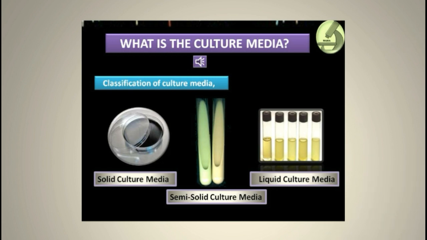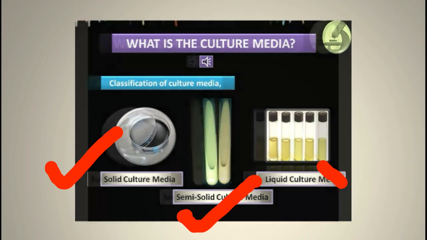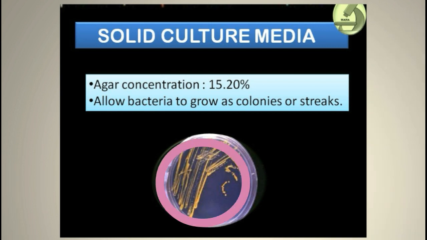Classification of culture medium on the basis of their consistency: solid, semi-solid, liquid. Solid culture media. Solid medium contains agar at a concentration of 1.5 to 2.0% as the solidifying agent. It has a physical structure. The solid medium allows culture to grow in the form of colonies or streaks. It is useful for isolating bacteria or determining the colony characteristics of the isolate.